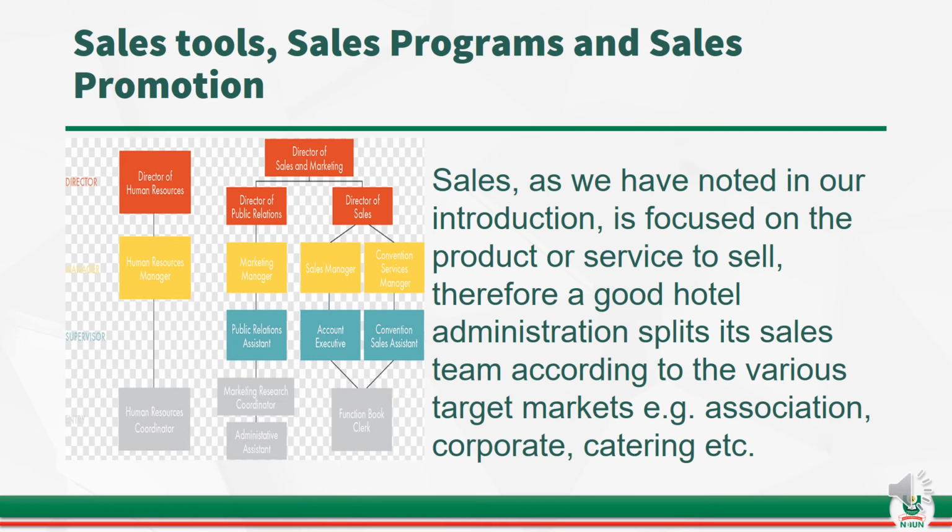All right. Then we have sales tools, sales program, and sales promotion. As you can see from your view, sales, as we have noted in our introduction, is focused on the product or service to sell. Therefore, a good hotel administration splits its sales team according to the various target markets. For example, the association, the corporate, or the catering. Sometimes the classification might involve region or area: north, south, east, and west.